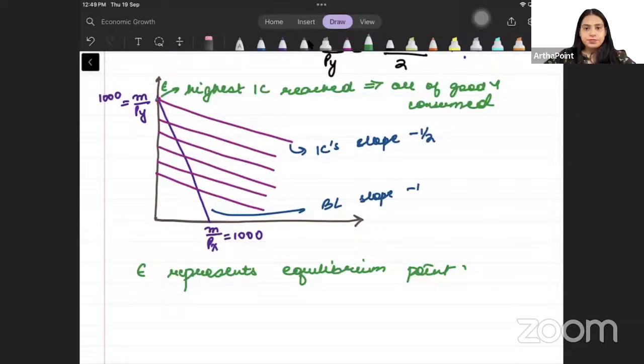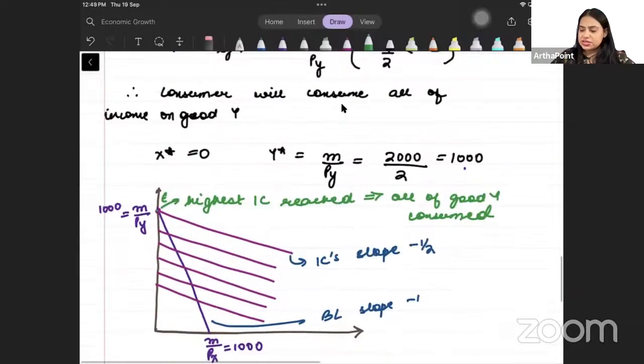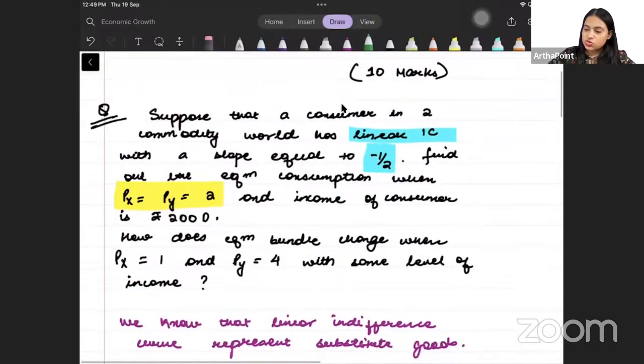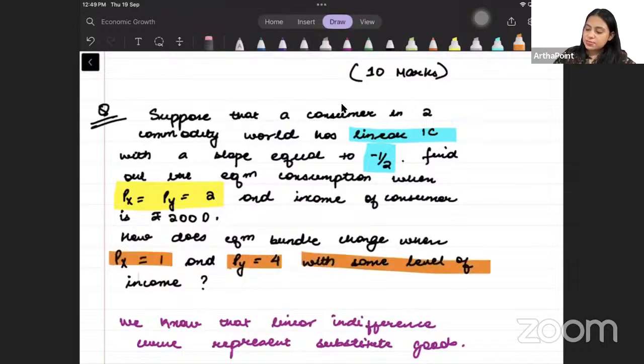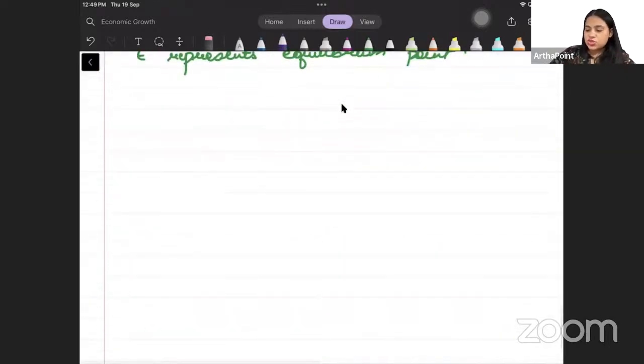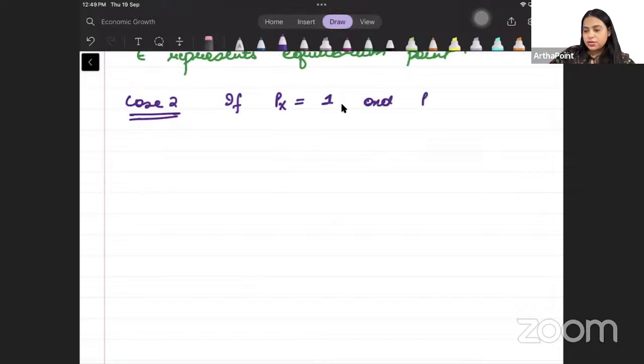Right? Now, let us take the second part. So I'm leaving this to you. You will be able to do this also. How does the equilibrium bundle change when Px is 1 and Py is 4 with the same level of income? Right? Okay, let's start. So, case 2. If Px is 1 and Py is 4.